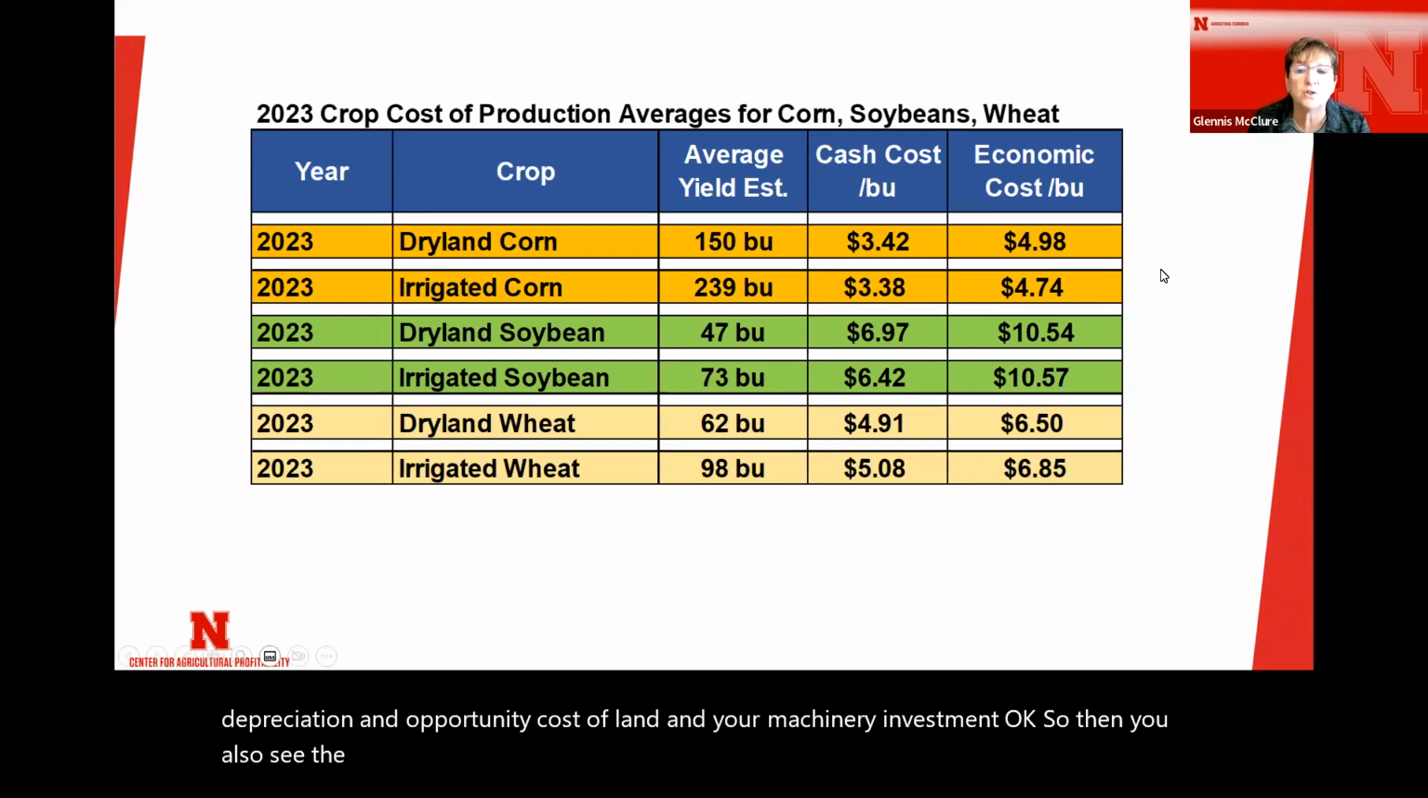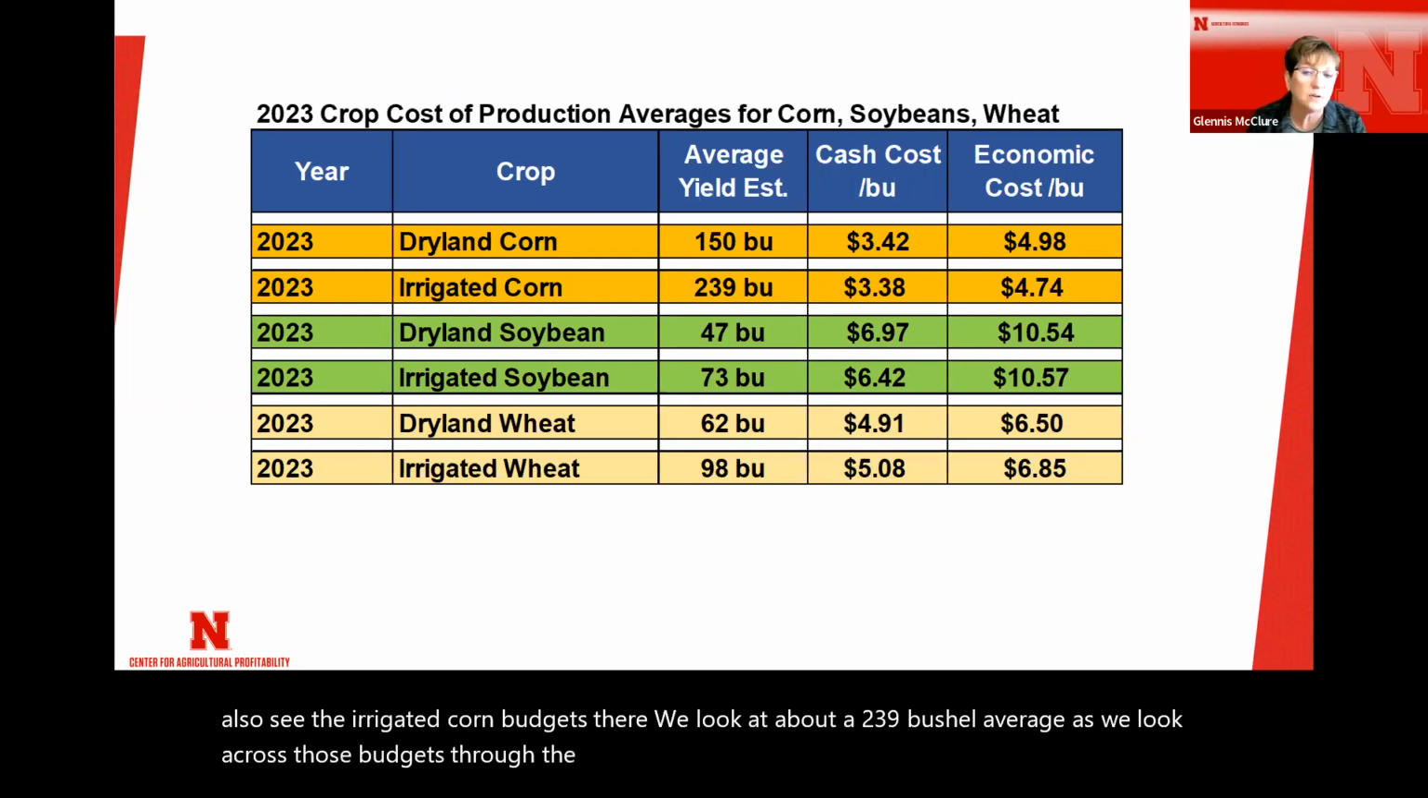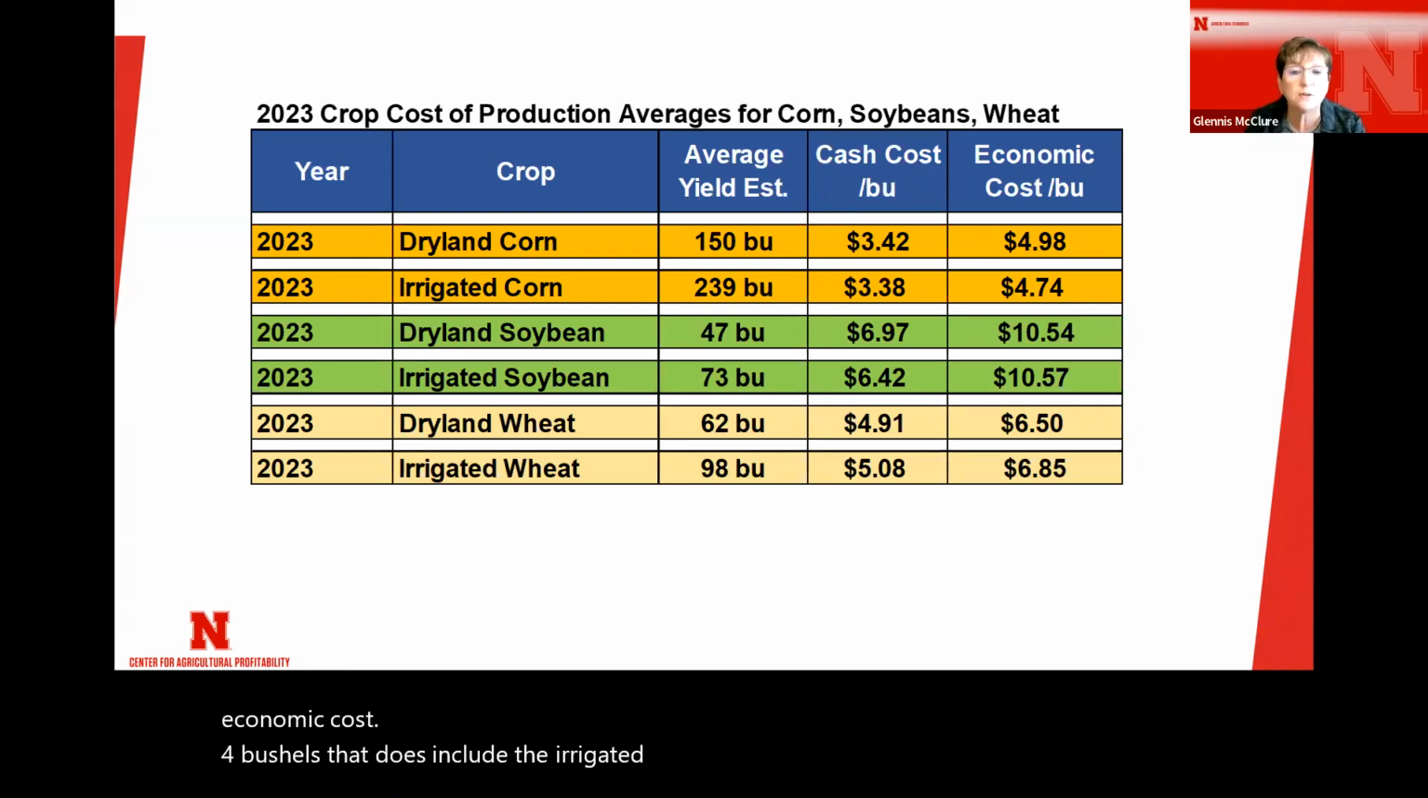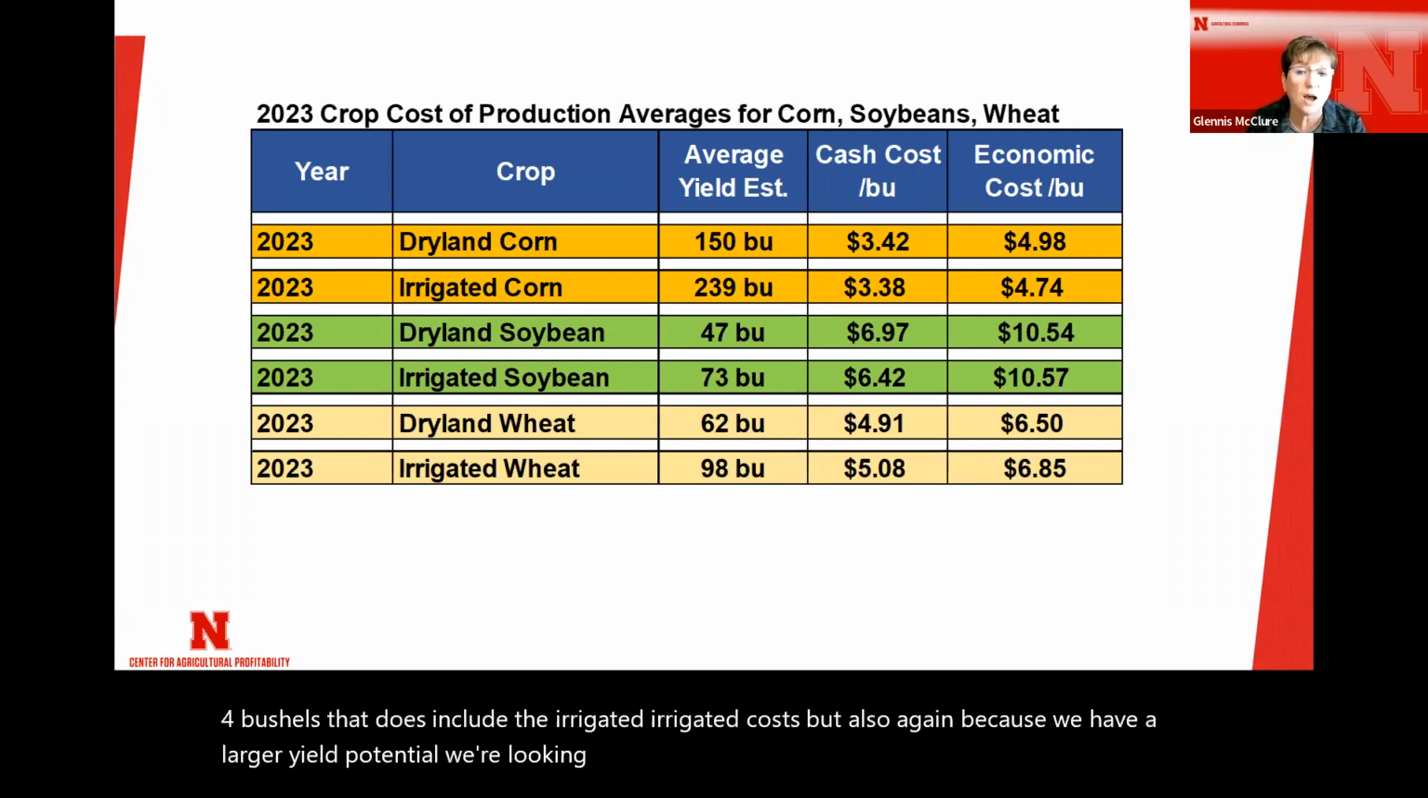So then you also see the irrigated corn budgets. There we look at about a 239 bushel average as we look across those budgets through the state. And we're looking at a 338 and a 474 economic cost per bushel. That does include the irrigation costs, but also, because we have a larger yield potential, we're looking at a cost per unit a little bit less.